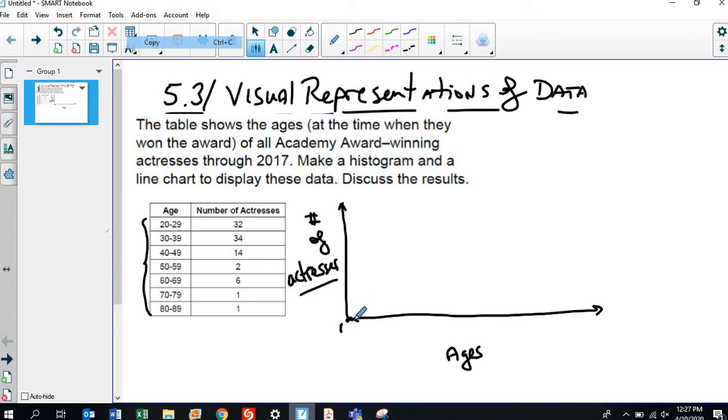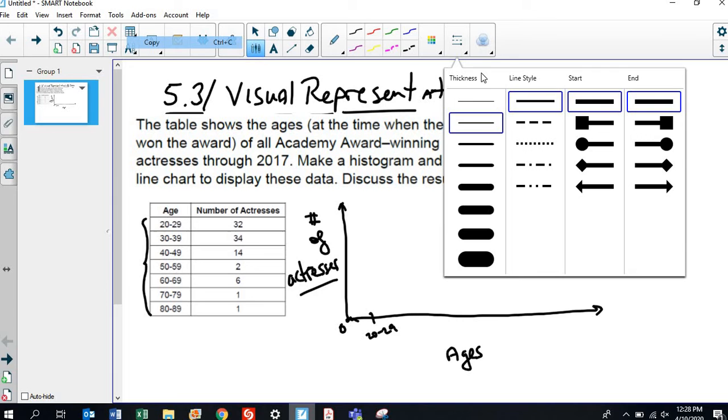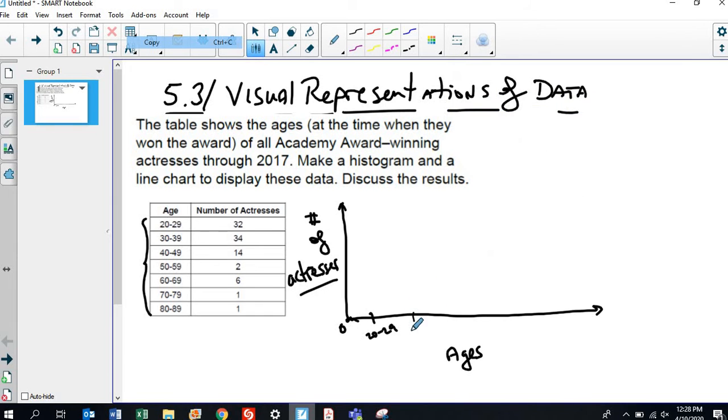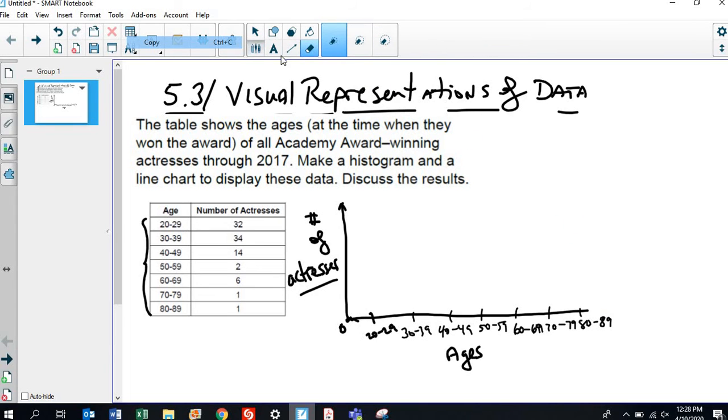Okay, so we usually start at 0, but we got our youngest actress is 20, so we're going to go 20 to 29. Okay. And then here, we're going to go 30 to 39. And here, we're going to go 40 to 49. And here, we're going to go 50 to 59. Here, we're going to start at 60 to 69. Here, 70 to 79. And here, 80 to 89. I need a little bit more room. This one was longer than I planned. Okay, very good.